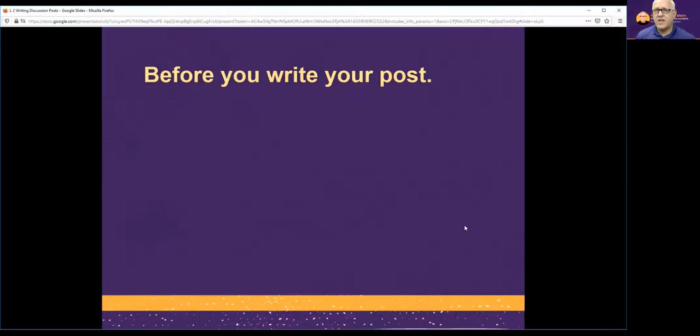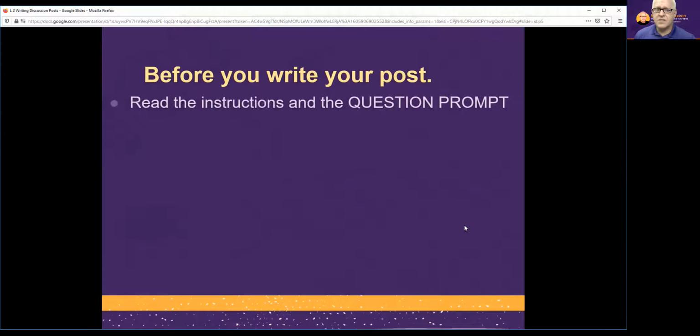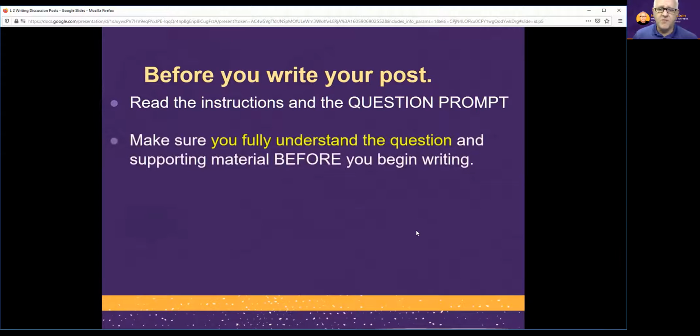So before you write your discussion post, you need to read the instructions and the question prompt. The instructions are really important. As we learned when we were looking at the process of photosynthesis, everything has some steps along the way to make sure that you're successful with it. Make sure that you fully understand the question and the supporting material that you should have been looking at before you begin your writing.